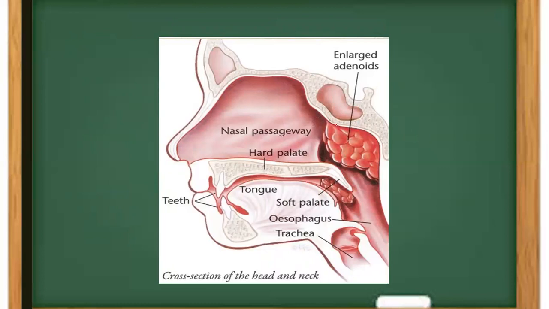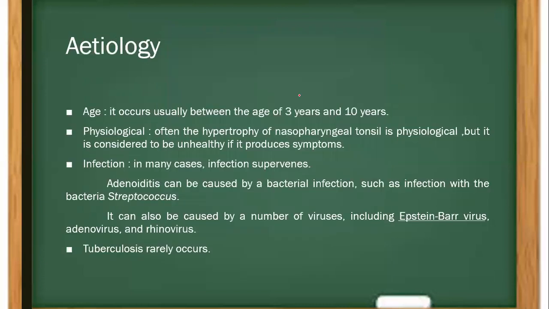So this is a clear picture of adenoiditis. You can see these are enlarged adenoids due to the inflammatory reactions. Adenoid tissues become inflamed and infected. The etiology: what are the etiological factors leading to adenoiditis? First is age. It occurs usually between the ages of 3 years and 10 years.